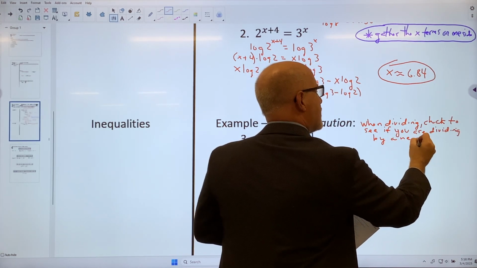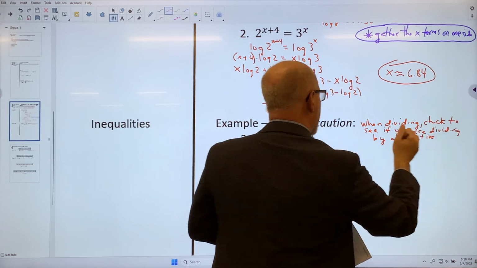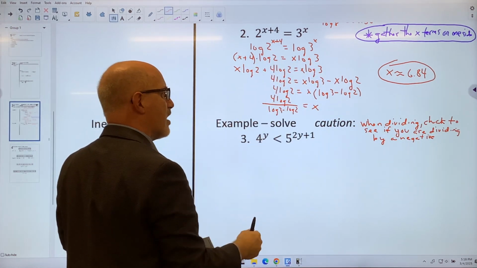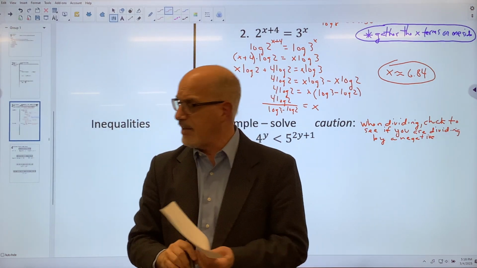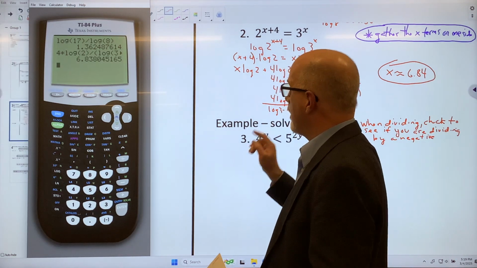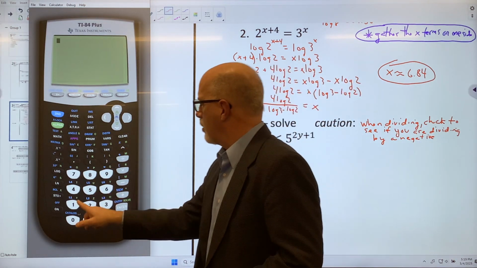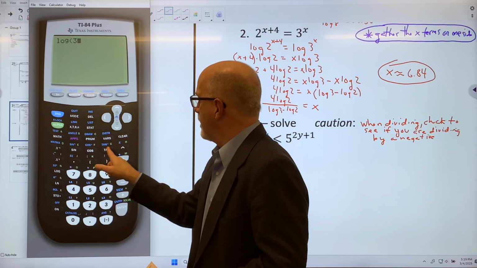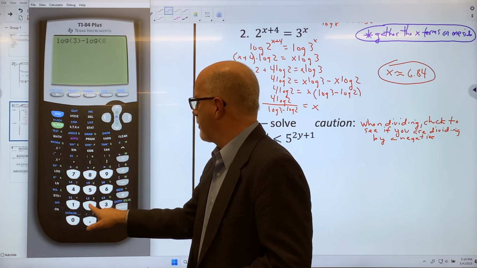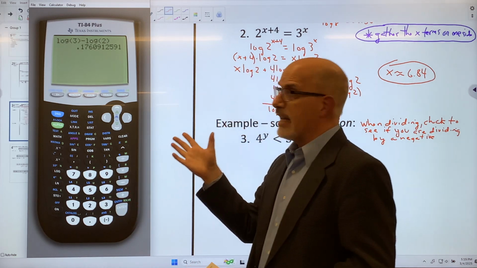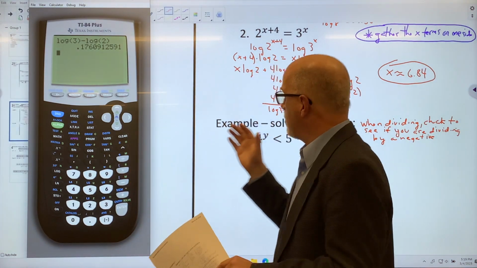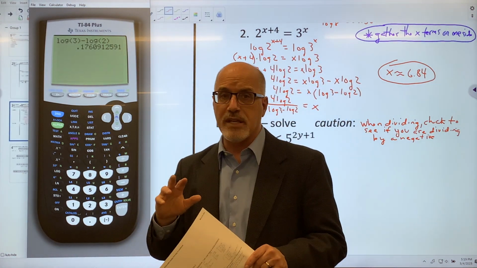So for instance on this one, if it had been an inequality, I'd have to check: is log of 3 minus log of 2 a negative? Just to show you how that looks, we do log of 3 minus log of 2, and if we check that out, that's not a negative. It's a positive decimal. So if this had been an inequality, we wouldn't have had to flip the inequality.